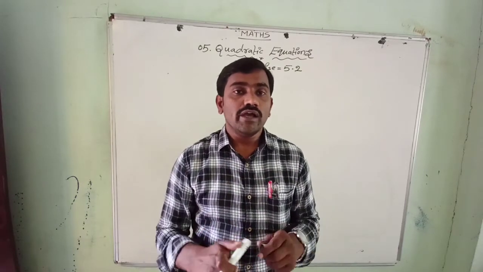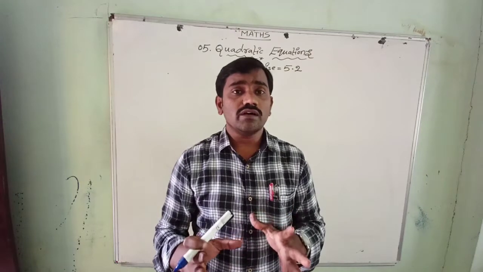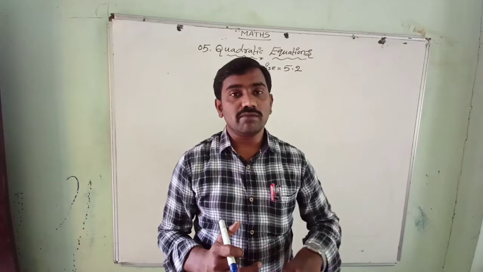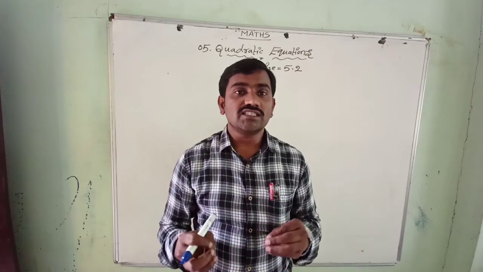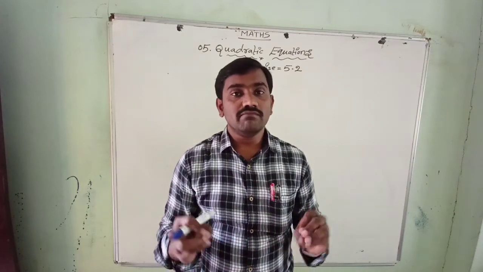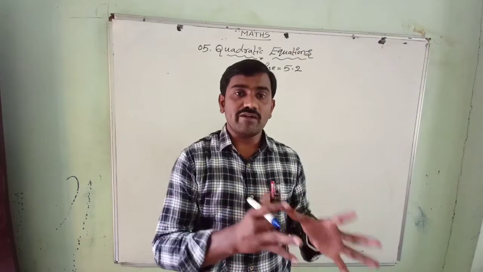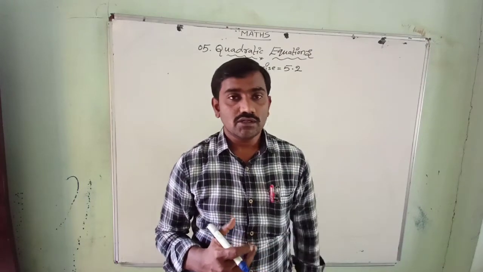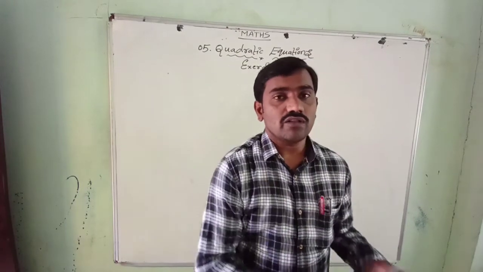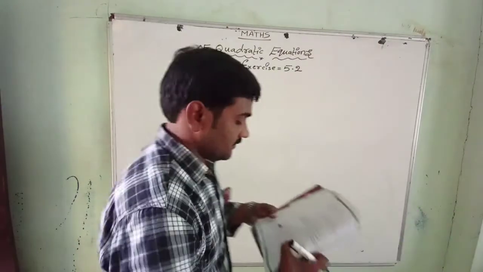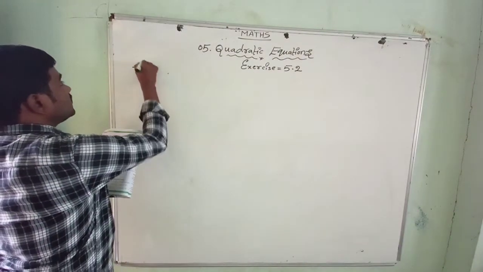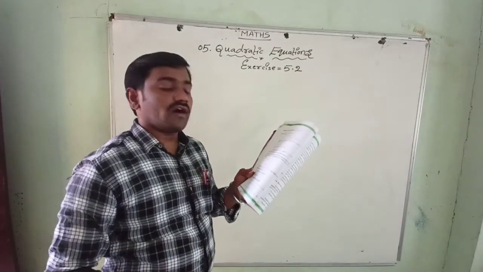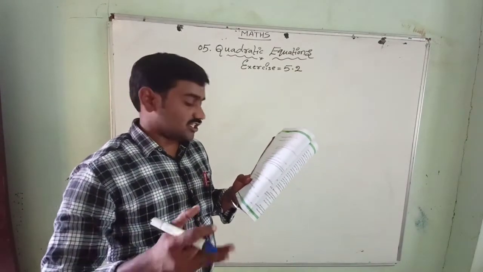So here we will solve the quadratic equation by using the prime factorization method. It is also called the splitting the middle term method. We are already familiar with this from our third chapter, the polynomials chapter. So here let us solve the first five questions of exercise 5.2. We are asked to find the roots of the following quadratic equations by factorization.